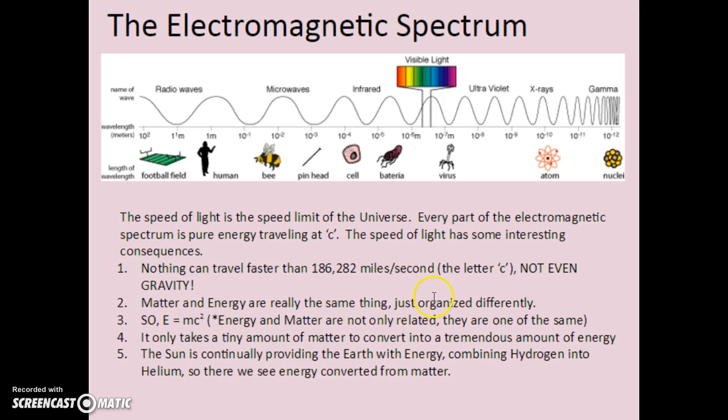Matter and energy are really the same thing. They're just organized differently. So energy equals mass times the speed of light squared. Energy and matter are not only related, they are kind of one and the same. It only takes a tiny amount of matter to be converted into a tremendous amount of energy. And lastly, the sun is continually providing the Earth with energy, combining hydrogen into helium. So there we see energy converted directly from matter. And the sun has been around for about 4.55 billion years, and it's got another 4.5 to 5 billion years left in it. So we've got plenty of time to sort that out.